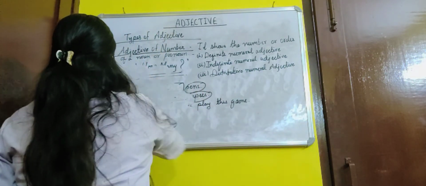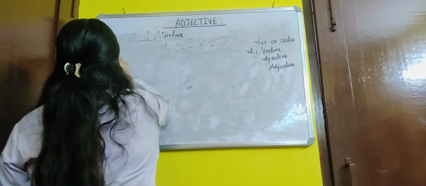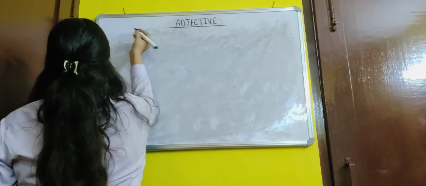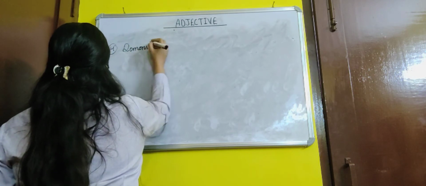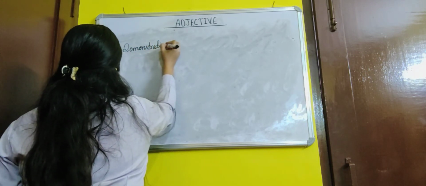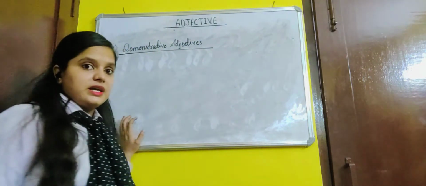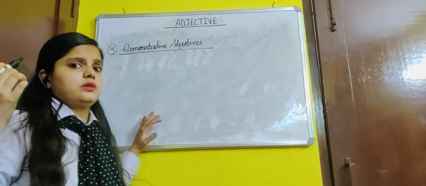Now we will see the next type, that is demonstrative adjectives. Basically, demonstrative adjectives point out the noun or the pronoun with which they are used.